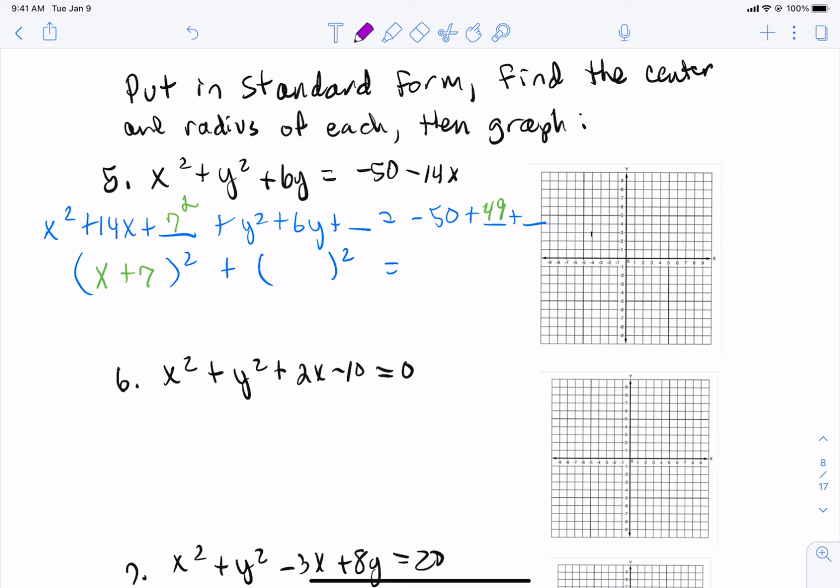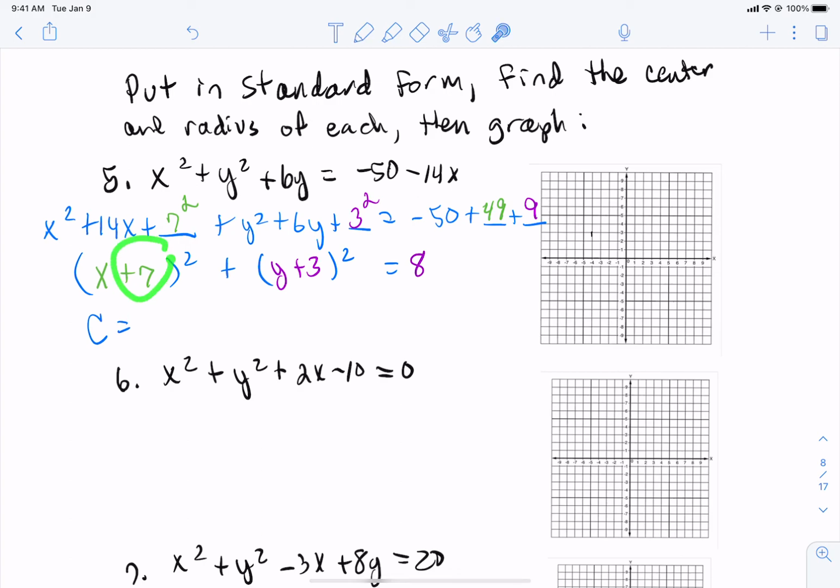Now let's complete the squares for our y's. For our y's, the key number is this middle number, 6. Half of 6 is 3. So 3 squared fills that spot. Now let's physically do 3 squared. 3 squared is 9, so put a 9 over there. And if you actually add all that up, negative 50 plus 49 plus 9 is really 58 minus 50, or 8. Now, one of the keys to knowing you did it right, you should get a positive number in that spot.